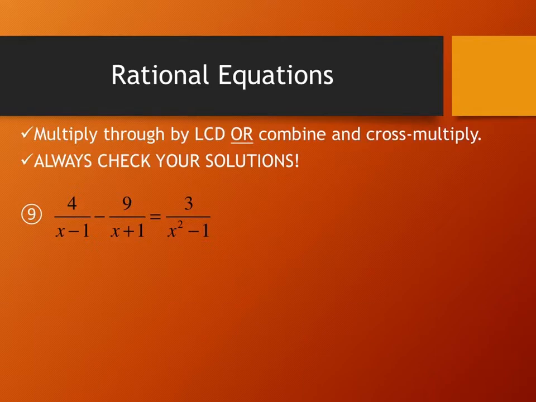So I'm just going to rewrite the right-hand side for the moment. 3 is going to stay on the top, and I'm going to rewrite the denominator so that it's factored. How will that denominator factor? x minus 1, x plus 1. And what do you notice about that? It's the same denominators that we see on the other side of the equation, right?